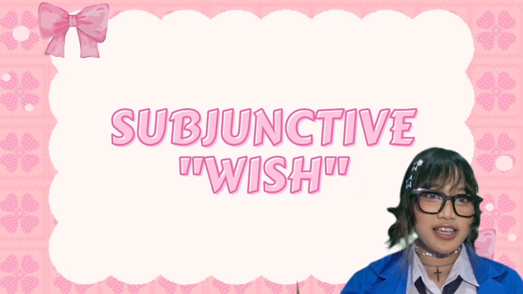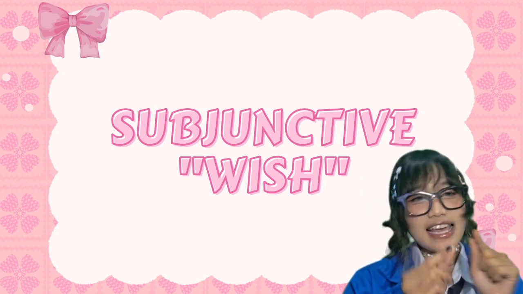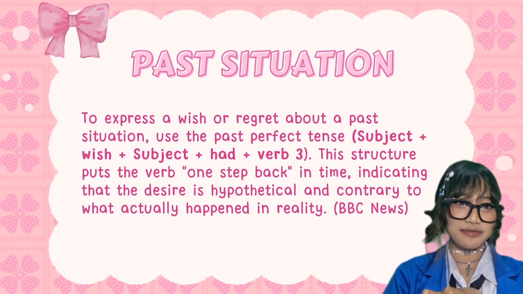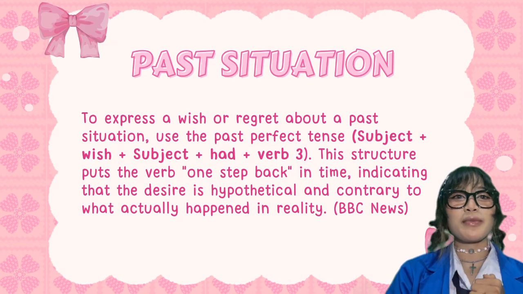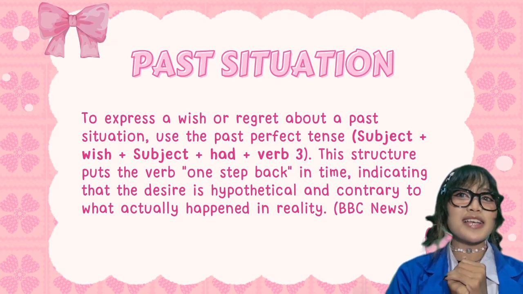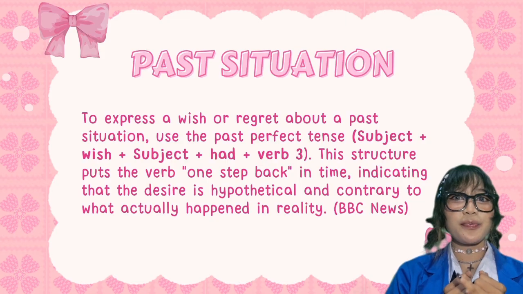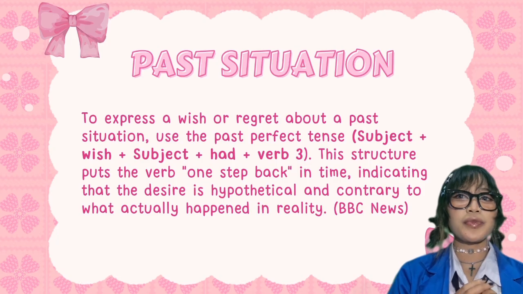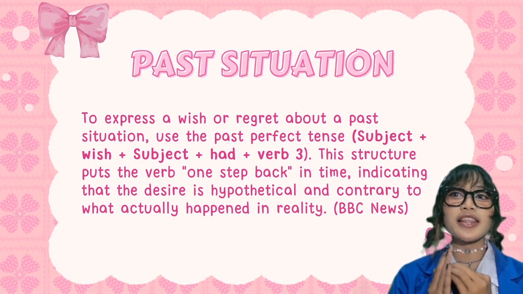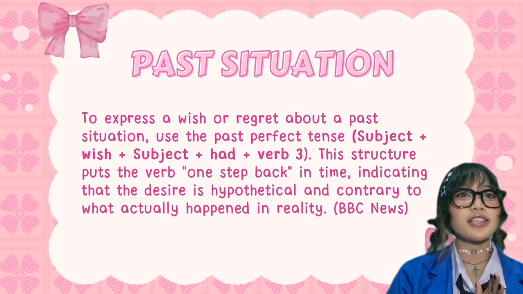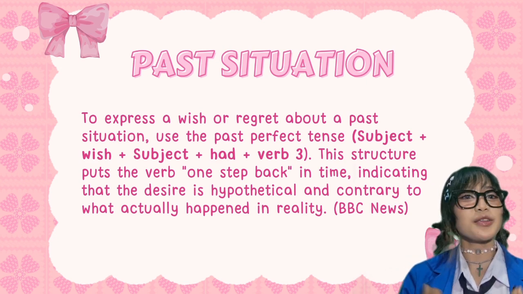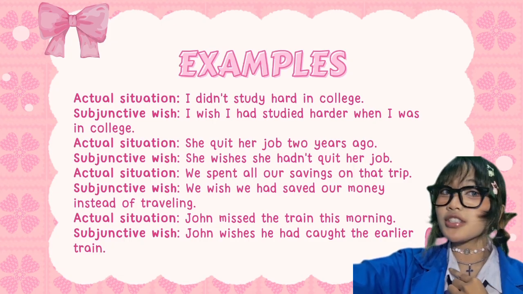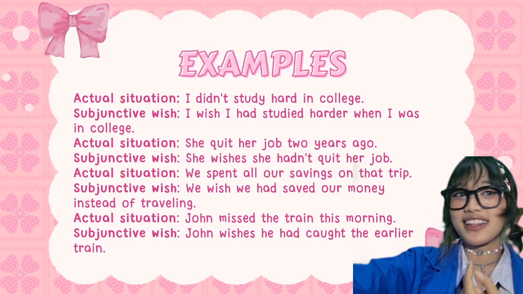Okay, guys, we're done with the conditional sentences, and then let's move to the subjunctive wish, for the past situation. To express a wish or regret about a past situation, use the past perfect tense. Subject plus wish plus subject plus had plus verb 3. This structure puts the verb one step back in time, indicating that the desire is hypothetical and contrary to what actually happened in reality. Next, for the examples, I'm going to tell you 3 examples, just 3 because there's a lot.